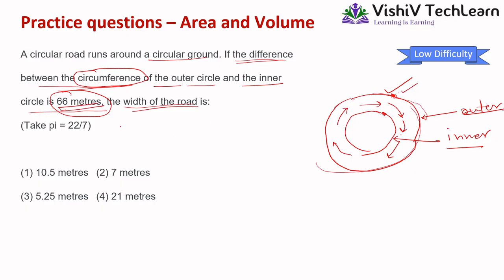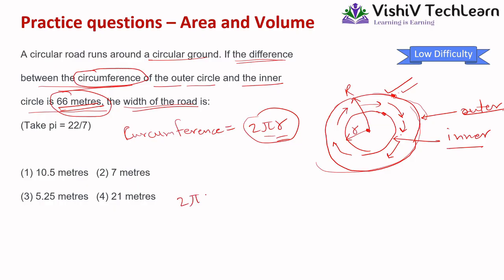Now what is the formula for circumference? If we write it down, the formula for circumference is 2 pi r, where r is the radius. Now let's consider that the outer circle has radius equal to capital R and the inner circle has radius equal to small r. Then the difference between the circumferences of the outer and inner circles will be 2 pi capital R minus 2 pi small r. This is the difference between the two circles.